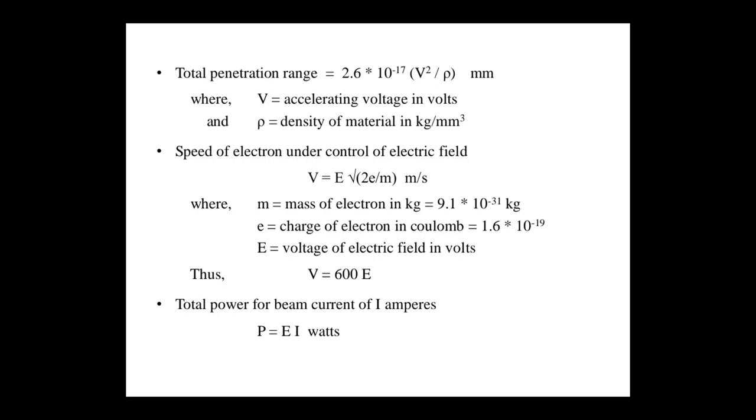Using the second formula, you can calculate the speed of electrons under the control of an electric field. Here small m is the mass of the electron, e is the charge of the electron, and capital E is the voltage of the electric field. So you will get V, and from this you can easily calculate the power from the beam current. That is, capital P is equal to EI, and we will get it in watts.